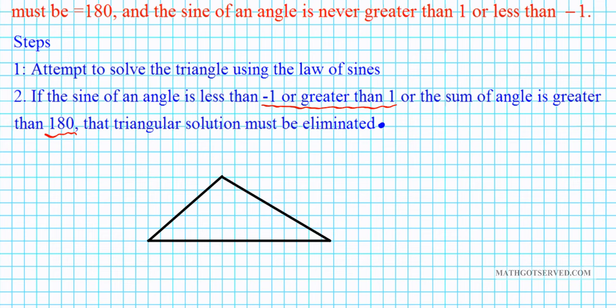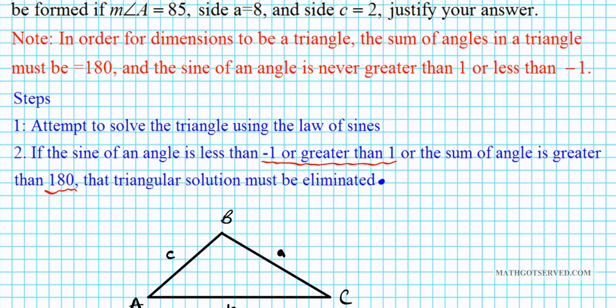Now, remember, uppercase letters are the angles and the lowercase letters are the sides. Okay, so little a must be opposite big A, little b opposite big B, and then little c opposite big C. So let's populate the measures. Little a is 8, little c is 2, measure of angle A is 85.